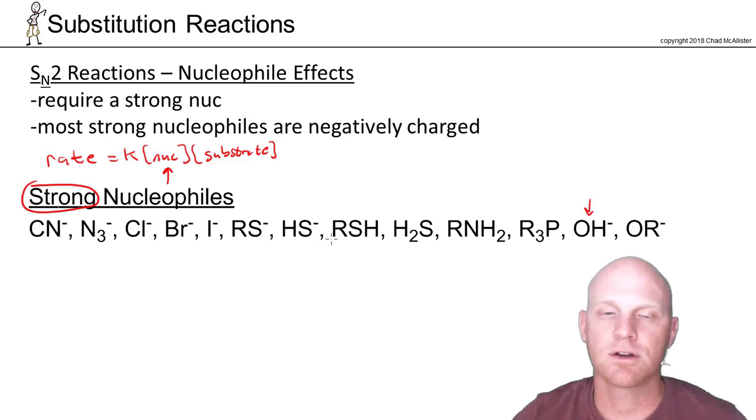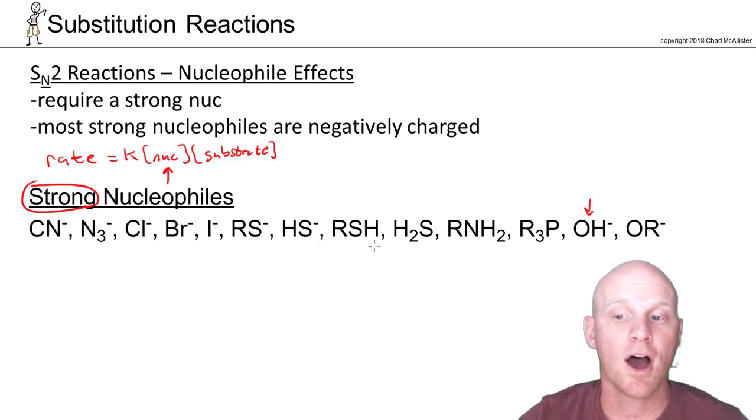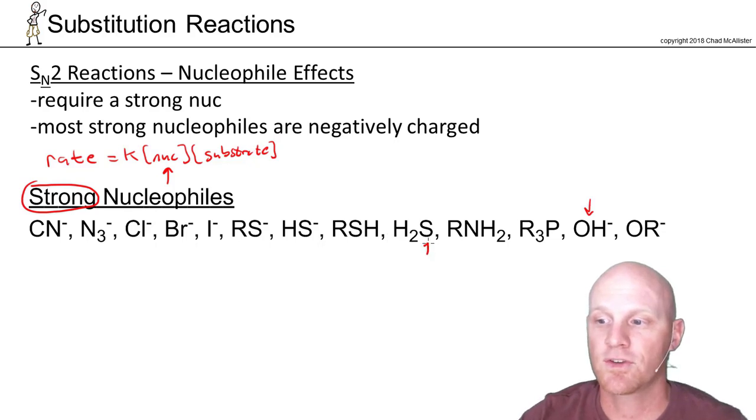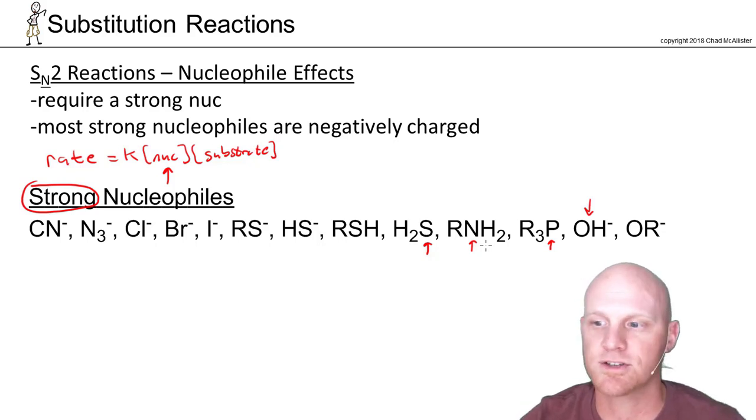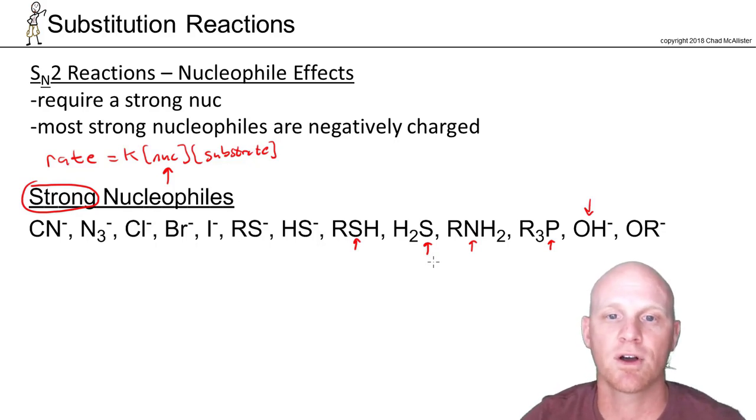If you look at our list here of strong nucleophiles, most of them have a negative charge, but not all. We see here sulfur, nitrogen, and phosphorus, even without a negative charge, are still fairly strong nucleophiles. Now, if they had negative charges, they'd be even stronger, but even without the negative charge, sulfur, nitrogen, and phosphorus can still be strong nucleophiles, but just about anybody else has got to have a negative charge to be a strong nucleophile.